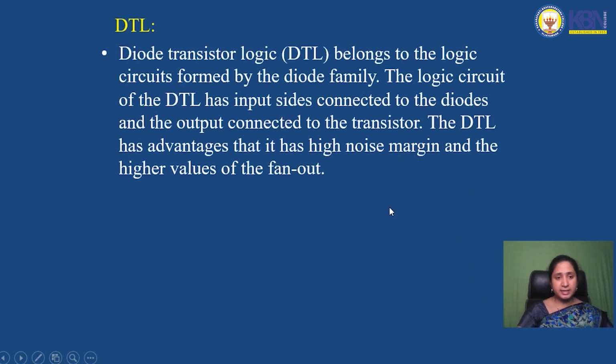Next, coming to DTL. DTL means diode transistor logic, belonging to the logic circuits formed by the diode family. A diode is nothing but a back-to-back connection of one transistor. Here a diode has two terminals. The logic circuit of DTL has input sides connected to the diodes and outputs connected to the transistors. So here the input is a diode and the transistor is the output. The connection between input and output is nothing but DTL logic.